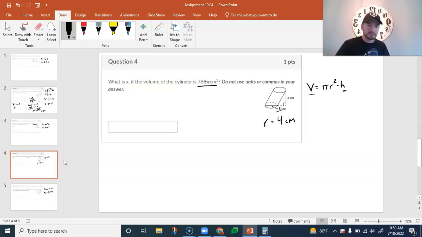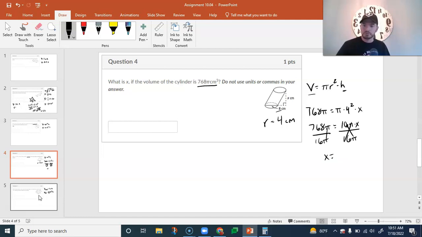So let's go ahead and plug this in. So 768 pi equals pi times 4 squared times X. This one is actually pretty simple when you get down to it. So 4 squared is 16. You get 768 pi equals 16 pi times X. Now we just need to solve for X, so you divide both sides by 16 pi. The pi's are going to cancel. Everything cancels over here. And then whatever 768 divided by 16 is, that is your answer.